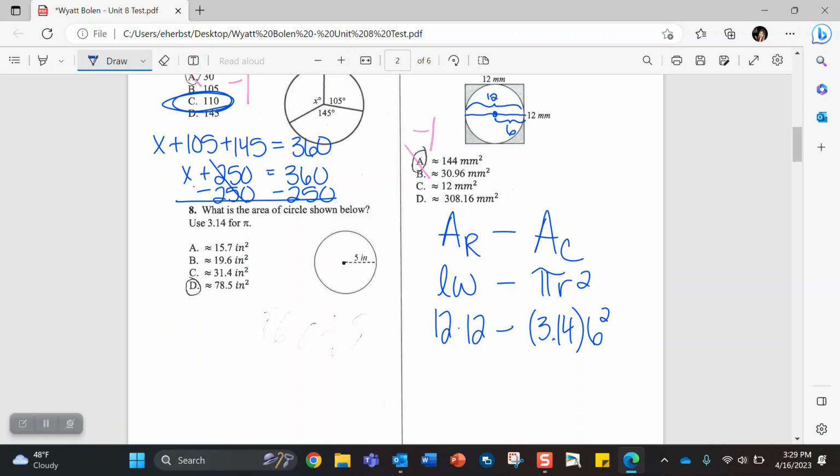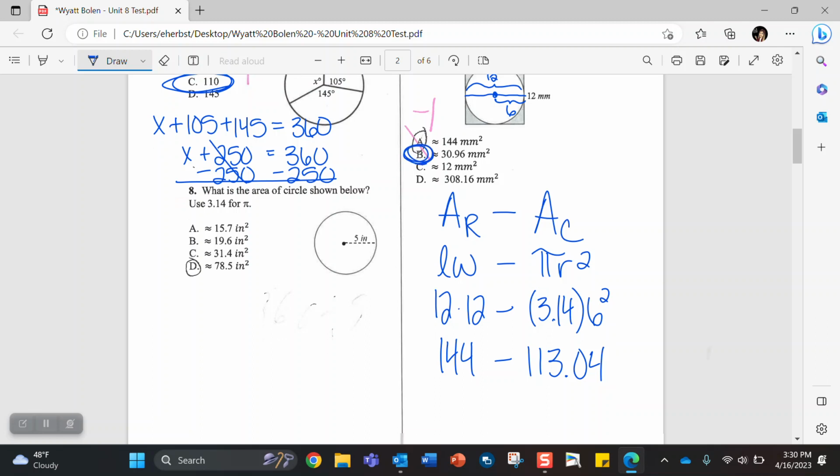I'm just going to grab a calculator. Again, 12 times 12 is 144. 3.14 times 6 times 6, because when you square a number that's 6 times 6, is 113.04. And when you subtract 113.04 from 144, you get 30.96, which is letter B.